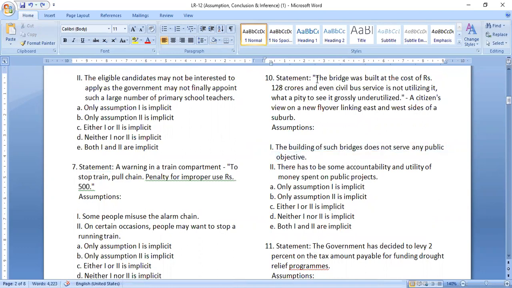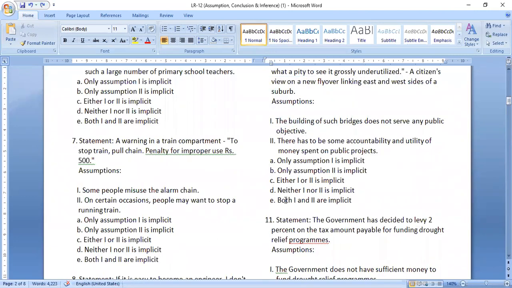See, this person is not against the idea of building bridges, right? This person's problem is that the bridge which has been built at the expense of such an exorbitant amount of money is being underutilized. So the problem is the underutilization, not the fact that the bridge has been built, which is why this is wrong. Not because this person is talking about a particular bridge and the assumption is talking about a general bridge. That's not the thing. So this person is not against the notion of building bridges, but against the notion of underutilizing built bridges. Okay, so good. So the answer is B.